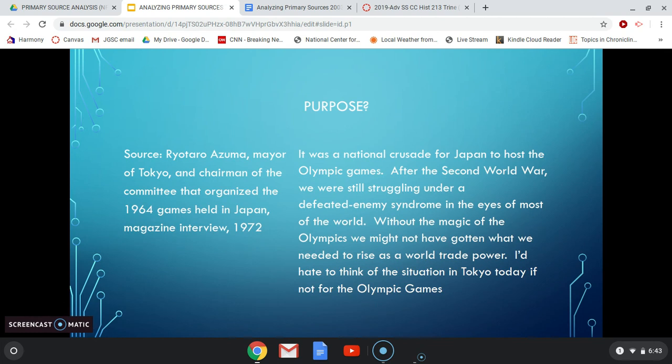So, his purpose. Well, maybe he needs to justify the expense of the Olympic Games. Hosting the Olympics is extremely expensive, and it's always controversial in a country and a city hosting them, whether it's worth the money that they're spending on it. So maybe he needs to justify this to the people of Tokyo, the people of Japan. Why did we need to host the Olympic Games? Well, to help Japan to become a world power. We were still embarrassed. We were defeated in the eyes of the world. Maybe that's what he's saying.